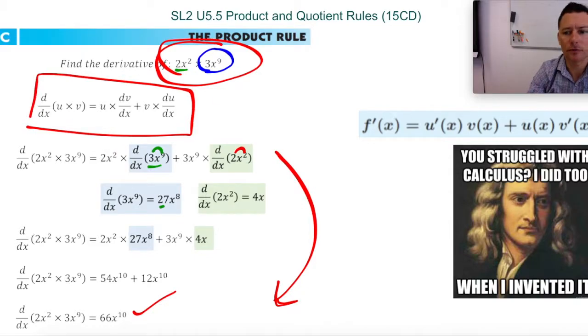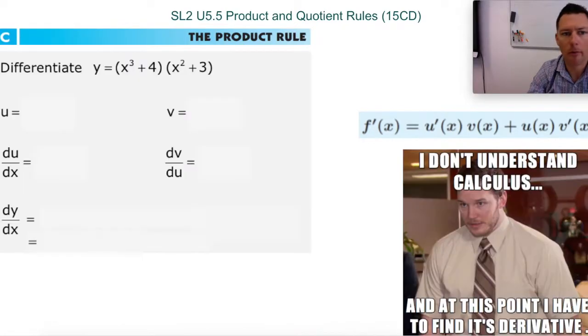Okay, so let's try another one. Here's the product rule. Here's two functions, and I want to differentiate them. Well, the two pieces are u and v, so that's the u, that's the v, right? We're going to need their derivatives individually. So the derivative of this is just 3x squared, right? The 3 multiplies in front and decrease the exponent by 1. And the derivative of this is just 2x.